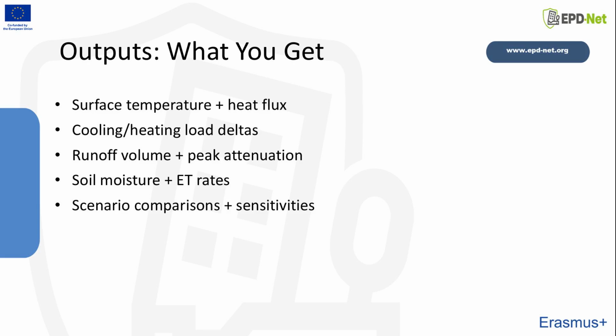Outputs should map directly to decisions. For thermal and energy questions, typical outputs include roof surface temperature, heat flux, indoor temperature response, and changes in cooling or heating loads relative to a baseline. For hydrology, outputs include runoff volume reduction, peak flow reduction, and time to peak delay, often linked to downstream overflow risk. Soil moisture and evapotranspiration rates help assess irrigation needs and drought resilience.